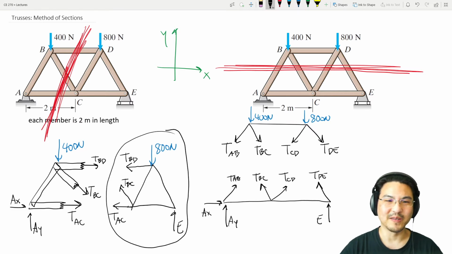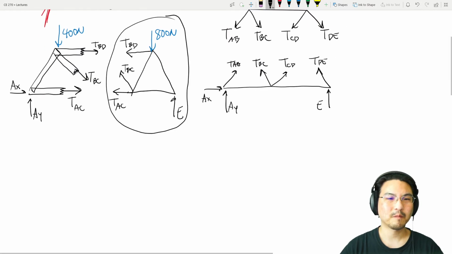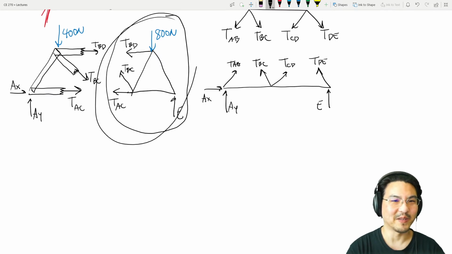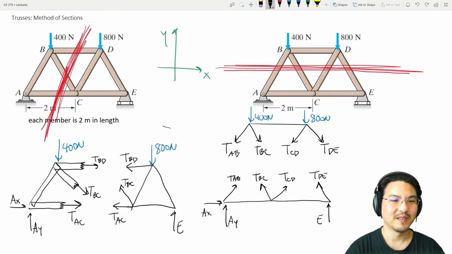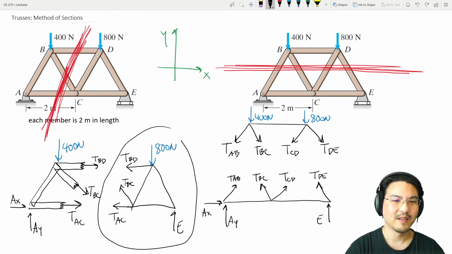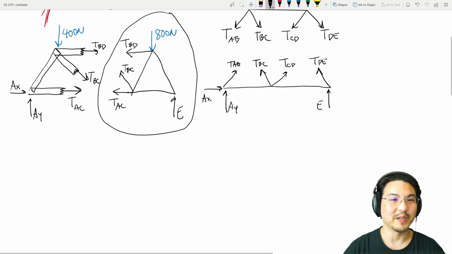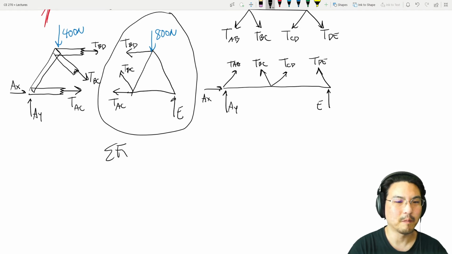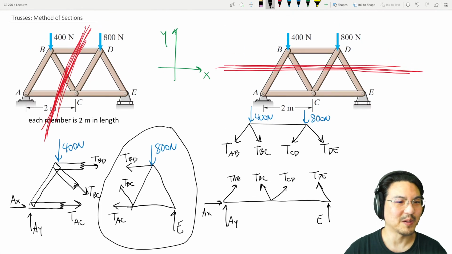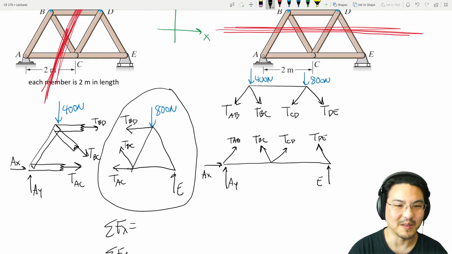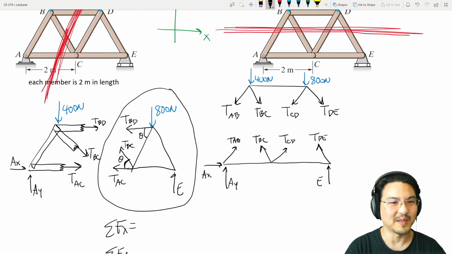The issue though is that's still 4 unknowns. At most, I can write 3 equations. So let's say I go with this section right here. I can write 3 equations. Let's do that. Okay, let's take a look at the geometry. Each member is 2 meters in length, so that means this has got to be 60 degrees over here, right? Theta. Theta is 60 degrees.